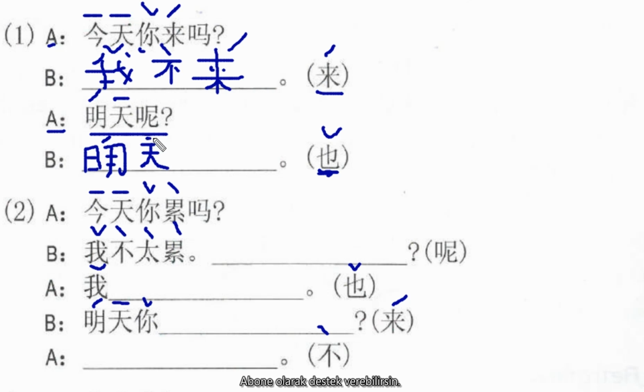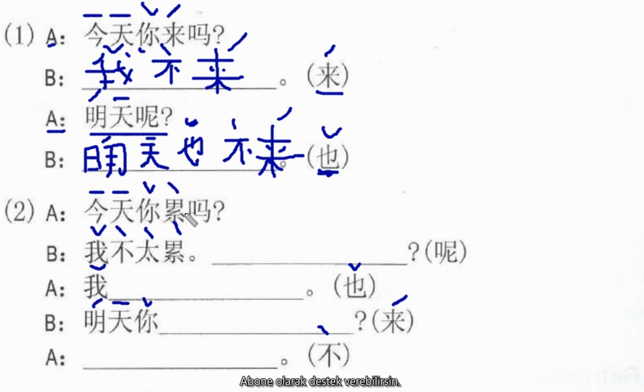Second tone, first tone, 明天, ye, 不, lai, lai, 不来. Tomorrow also I don't come. Okay, the first dialogue is like this. Let's pass to the second one.